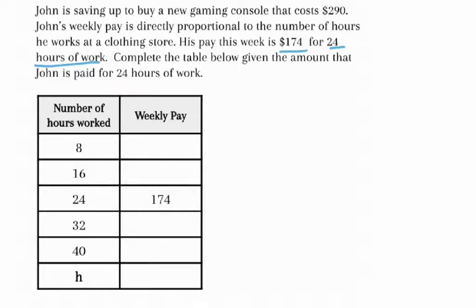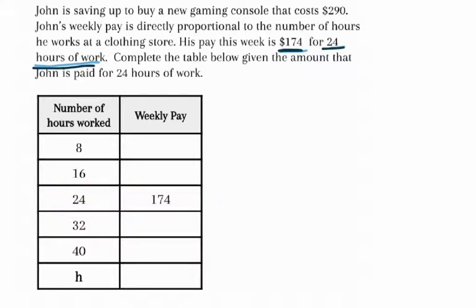So we need to fill out this table, and we could even go further and figure out how many hours John needs to work to afford this new gaming console. So let's try to fill out this table. And I'm looking at it. The only information we have is that $174 for 24 hours of work, which we have right in the center of our table. So how are we going to use that to fill out the rest of this table? Are we going to double it? Are we going to have to end up doing some division?